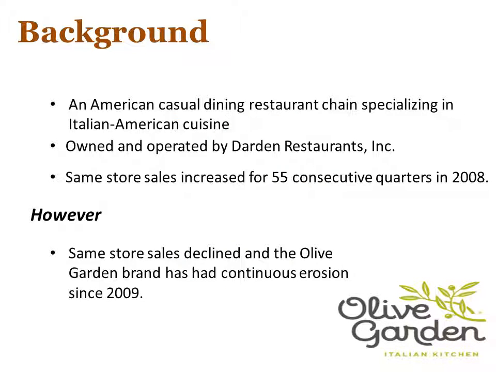So, Olive Garden Restaurant is an American casual dining restaurant chain and provides Italian American cuisine. It's owned and operated by Darden Restaurant, and according to the Darden Restaurant report, the same-store sales of Olive Garden increased for 55 consecutive quarters until 2008. However, in 2009, the same-store sales declined, and the Olive Garden brand has had continuous erosion since then.